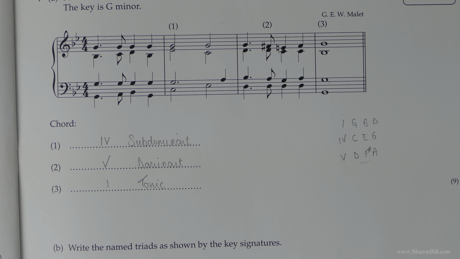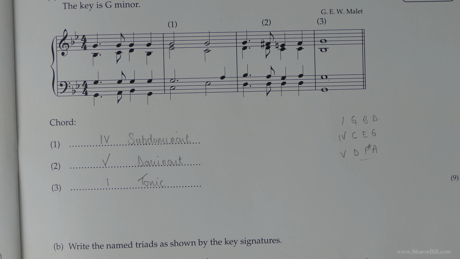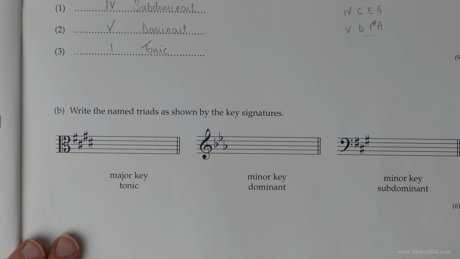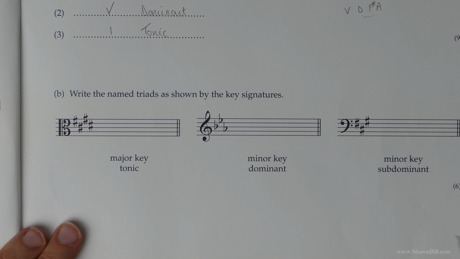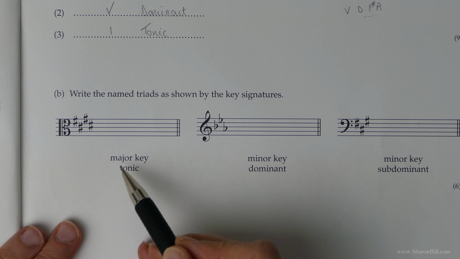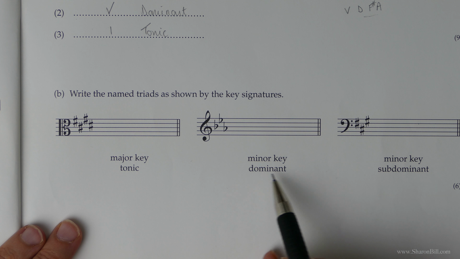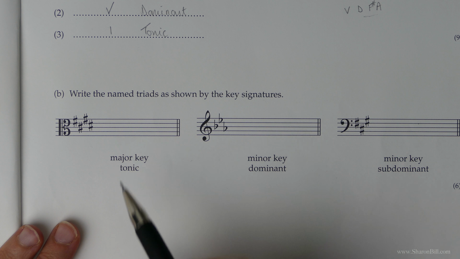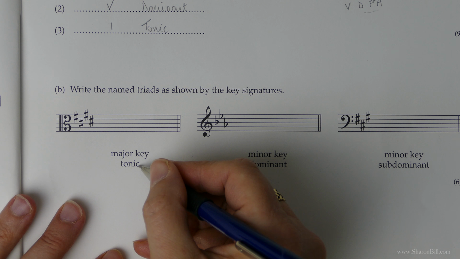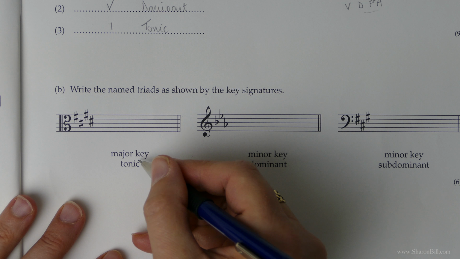So it's the same sort of thinking now for this next one, but we've got to just take that thinking process a little bit further. So we've got to write the triads as they've asked us to. Now they've told us whether they want us the major or the minor key, otherwise we'd be a bit stuck. So we need to write the major keys here.